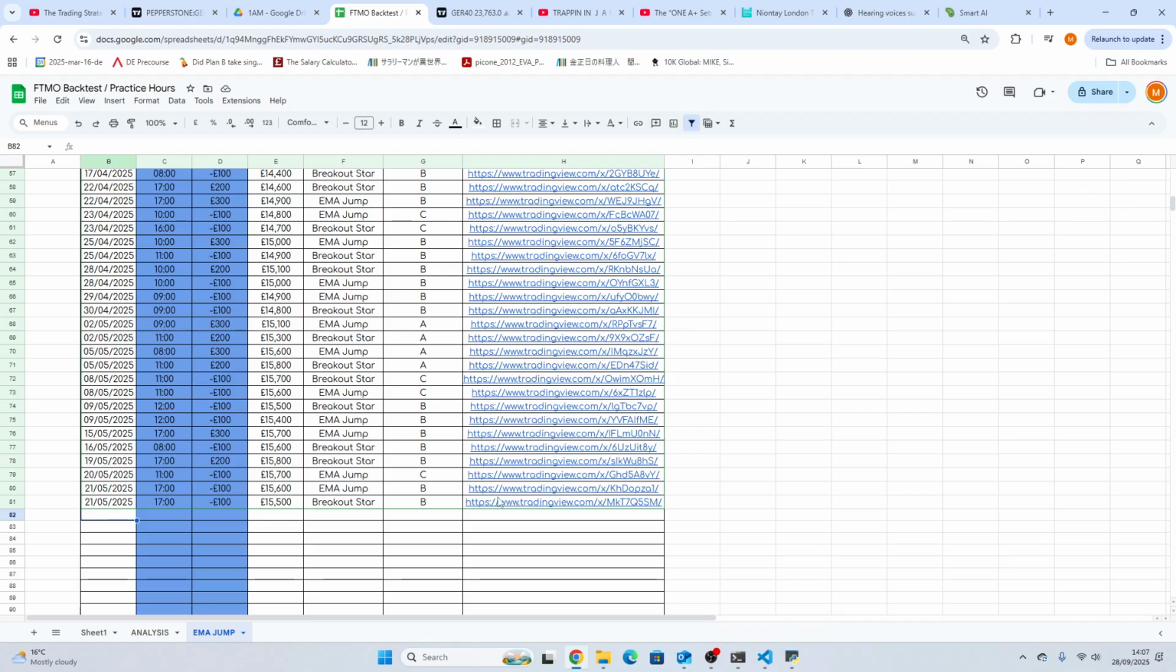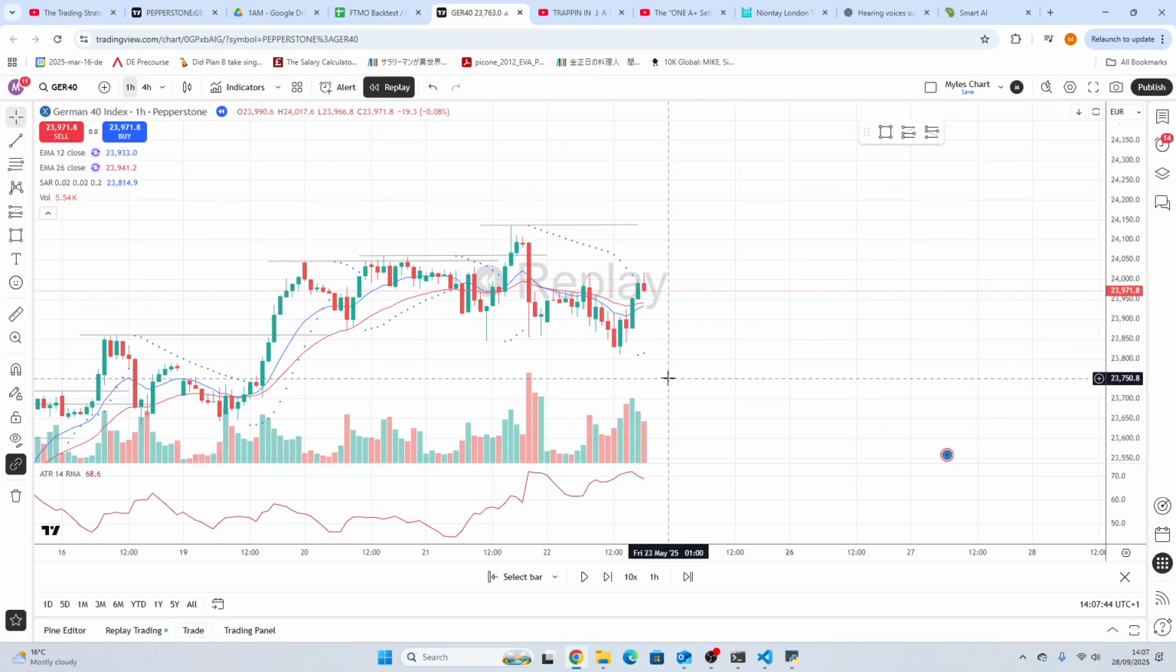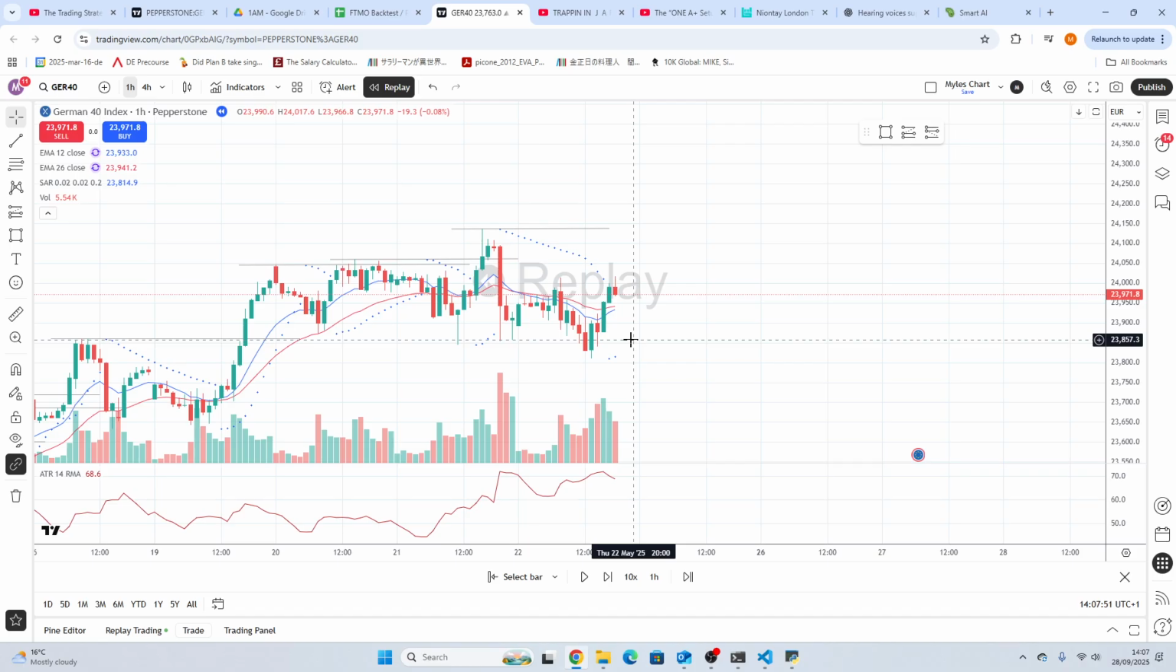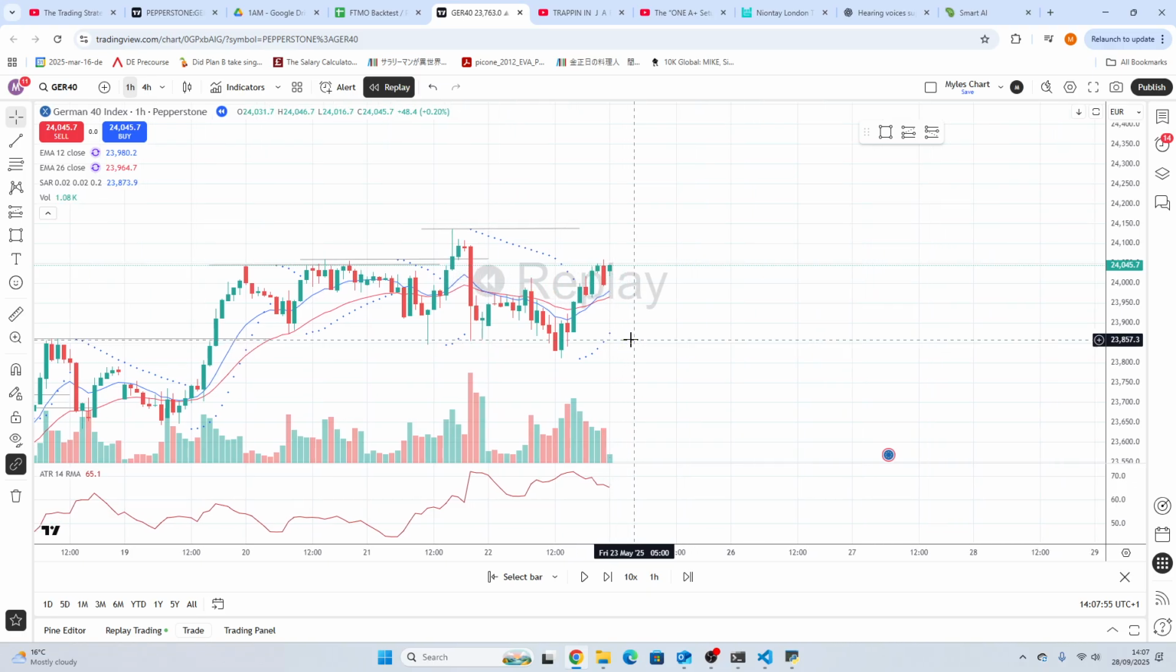I'm happy calling that a B setup. I'm happy that it's stopping me using my feelings. The point is that I'm trying to stop being discretionary with these back tests. I want to be mechanical, so when I turn up in the markets, I'm mechanical.